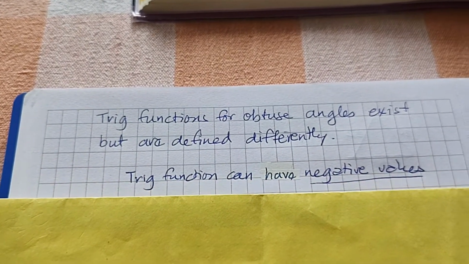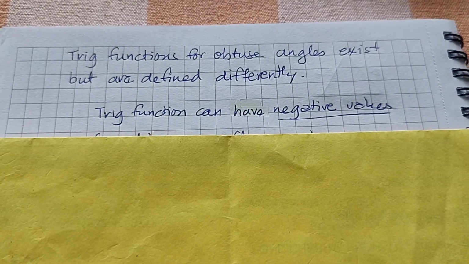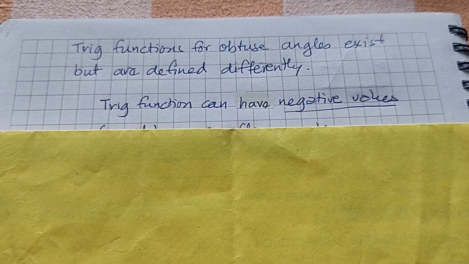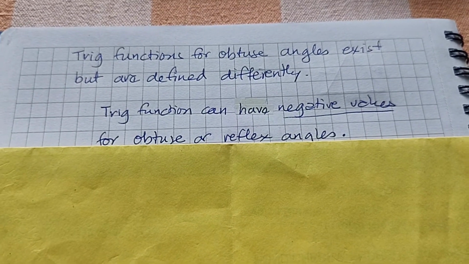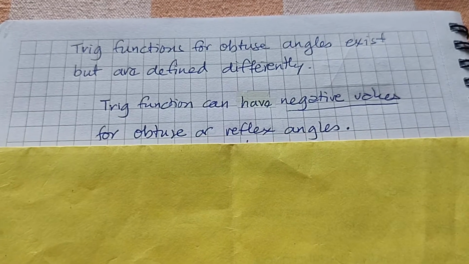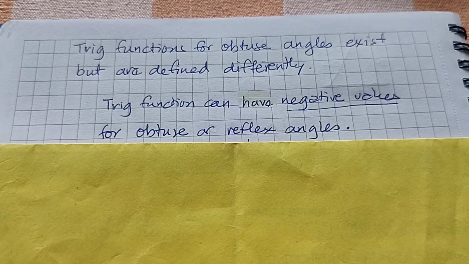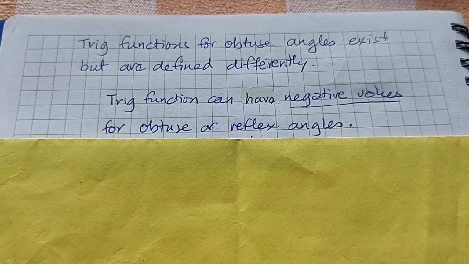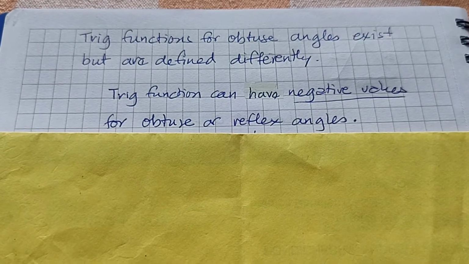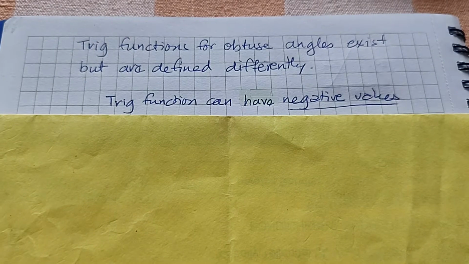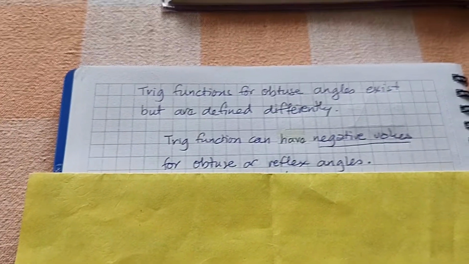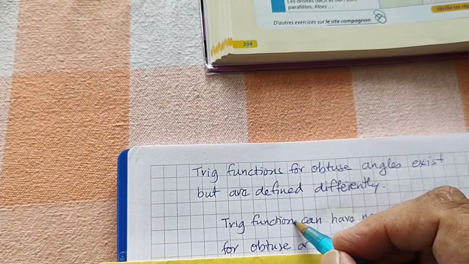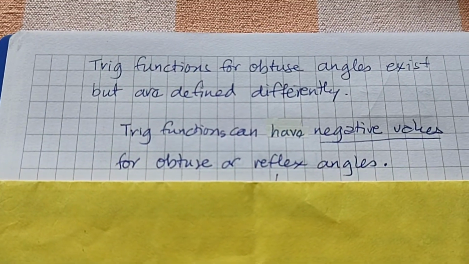Anyway, another thing is that trigonometry functions can have negative values, which we saw is not true for acute angles, for angle aigu, because there we saw that sine can only go 0 to 1, cos can only go 0 to 1, tan can go 0 to infinity. But we didn't talk of negative values. But trig functions can have negative values for obtuse or reflex angles. So just let me add an S there. Trig functions can have negative values for obtuse or reflex angles.